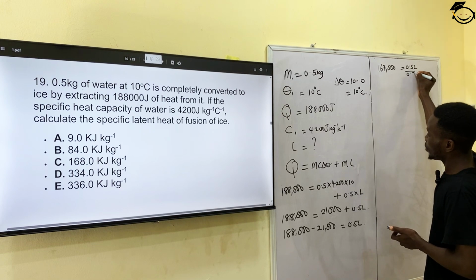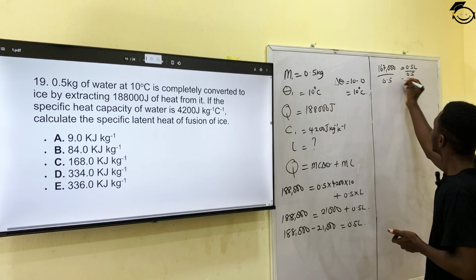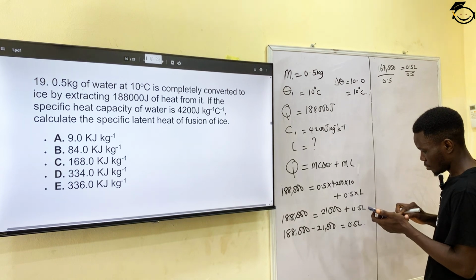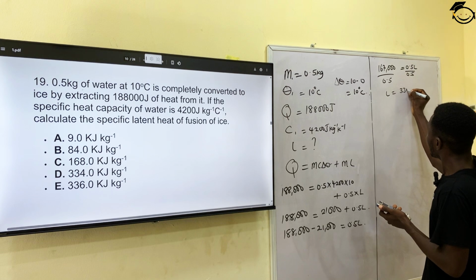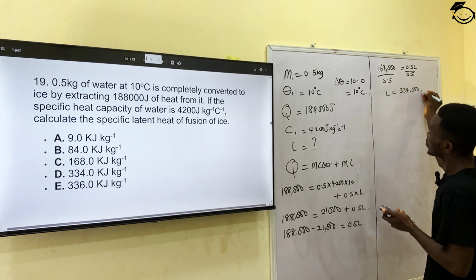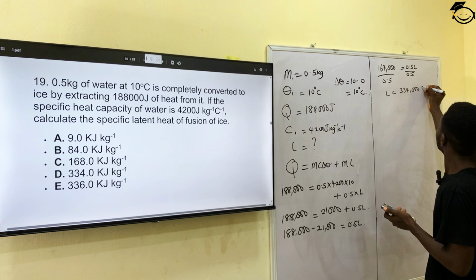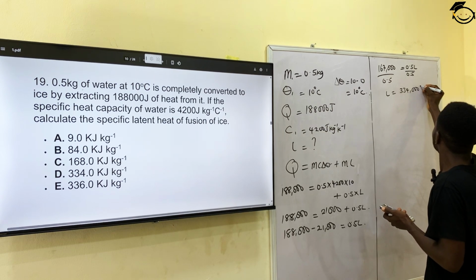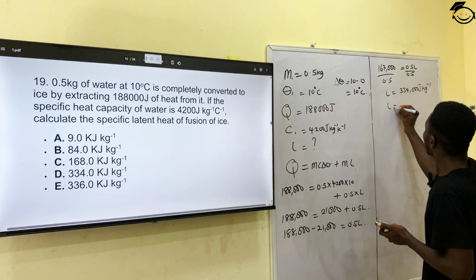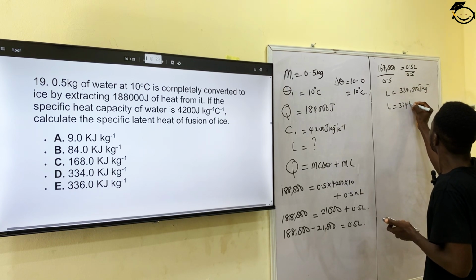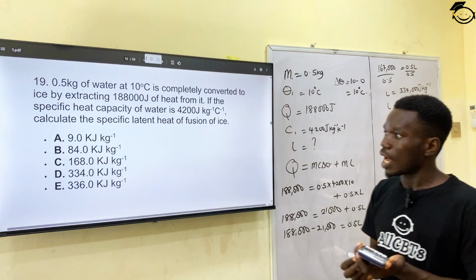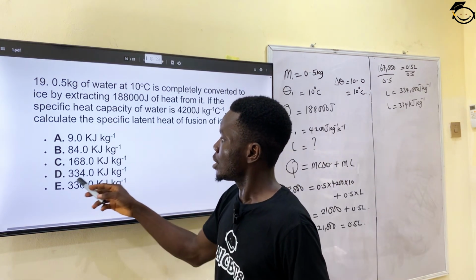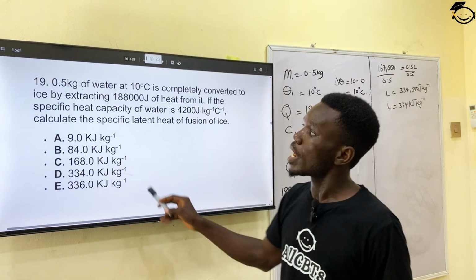So I divide both sides by 0.5. That will give me my L as 334,000 joules per kilogram, which is the same as saying that my L is 334 kilojoules per kilogram, and that is our option D, which is 334 kilojoules per kilogram.